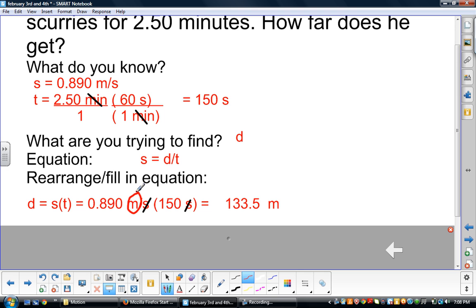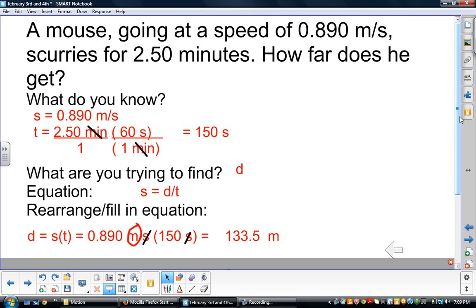So canceling units is an important part of this type of problem too. 0.890 multiplied by 150 is 133.5 meters. I'm not done yet because I have to write my answer with the right number of significant figures. So we go back to our original problem and we look at the numbers in our original problem and we see how many significant figures they had.